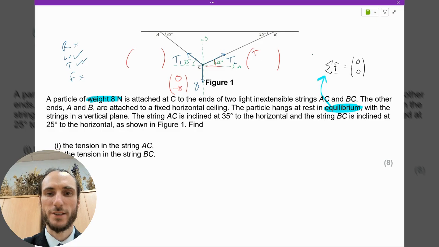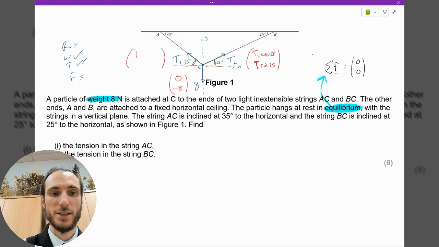Sorry, let's write it down properly. Cos here and sine here. And the T1 similarly is going to be making an angle to the x-axis. It'll be T1 cos on the x part, sine the y part.